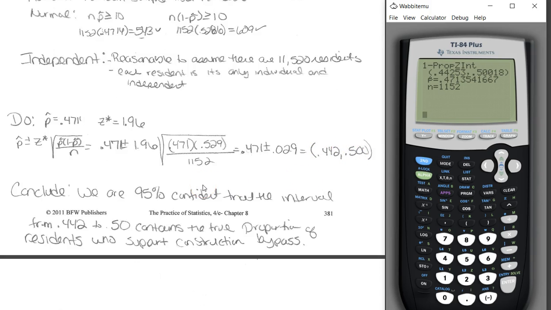So my conclusion: we are 95% confident that the interval from 0.442 to 0.50 contains the true proportion of residents who support construction of the bypass.